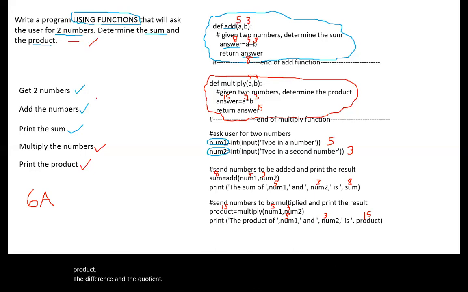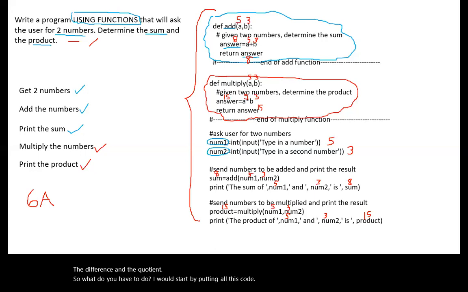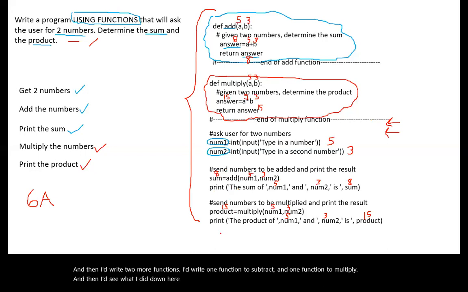So what do you have to do? I would start by putting all this code in a program. And then I'd write two more functions. I'd write one function to subtract and one function to divide. And then I'd see what I did down here to add and multiply, and can we figure out what to do to divide and subtract.